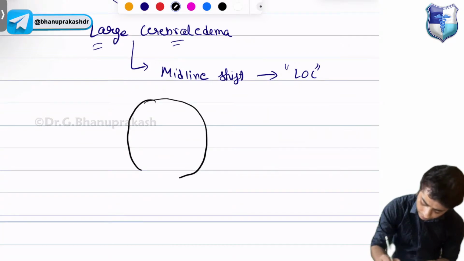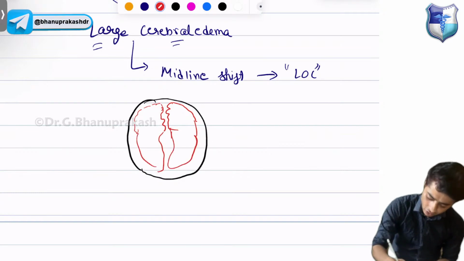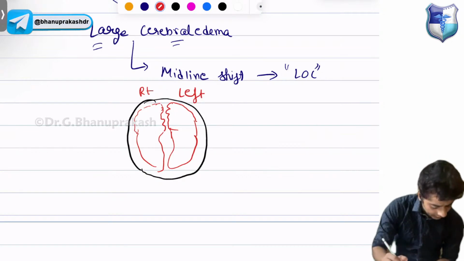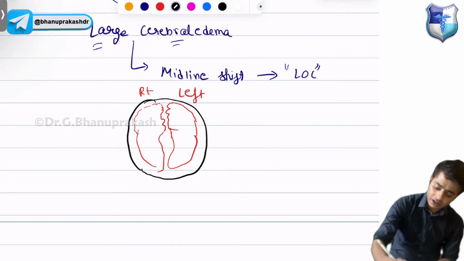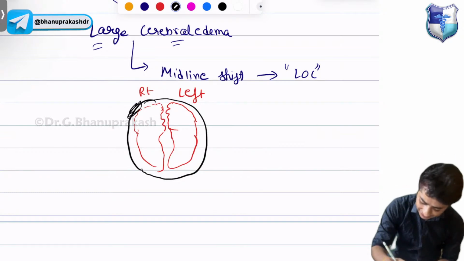Suppose this is your brain, okay, beta, and these are your hemispheres. This is your right and this is your left. Pressure causes the midline shift. Suppose there is any trauma, any bleed or hemorrhage on this right hand side. And this is your midline.